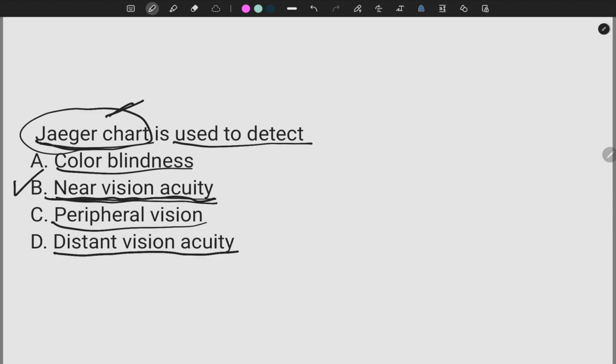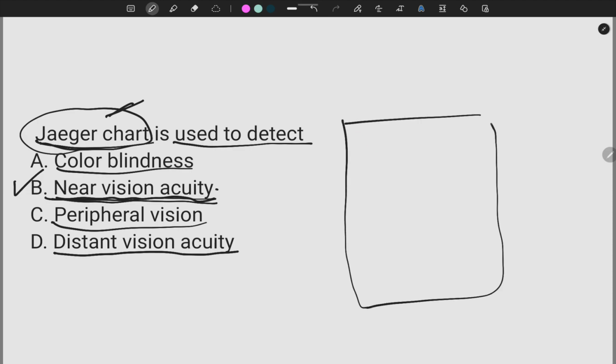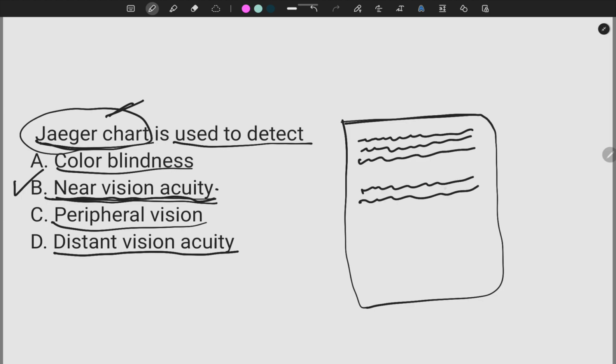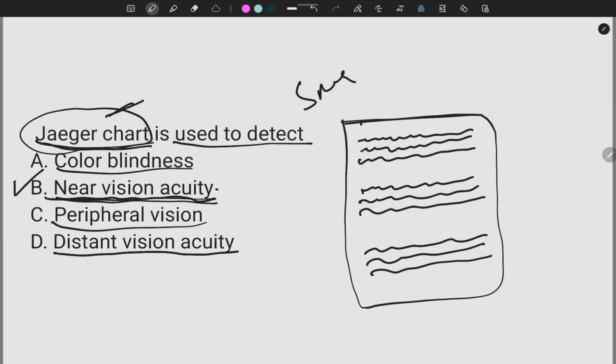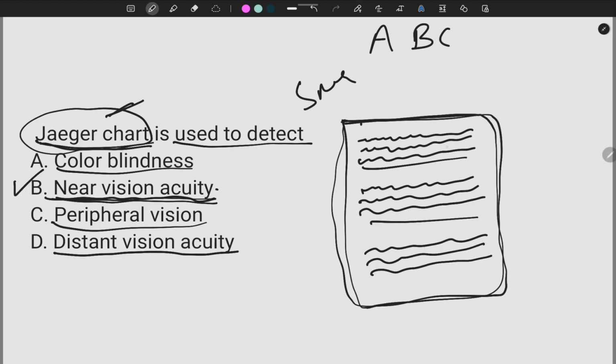So in this chart, we can assess the near vision by giving a paper, otherwise a board, which consists of small paragraphs. It's just like a letter or a book. So this kind of chart we can give to the patient to read. This Jaeger chart looks like a Snellen chart, but in the Snellen chart we have big letters, but in the Jaeger chart we have something like a book consisting of paragraphs. So if the person can't read the paragraphs, we can identify that the person has near vision problems.